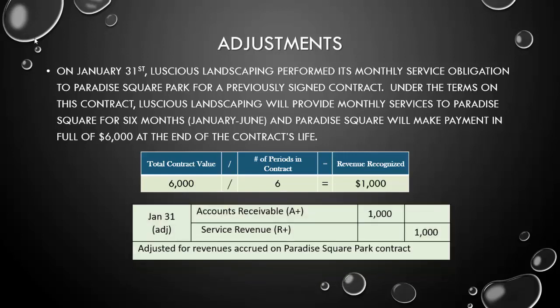And in the entry to do so, we're going to debit accounts receivable. Why? Because they're not paying till the end of the contract's life. They still owe it to us. So we debit accounts receivable for $1,000. We can recognize $1,000 worth of revenue because we met those performance obligations during the period. So we credit service revenue for $1,000 when we adjust for revenues accrued on this contract with Paradise Square Park.